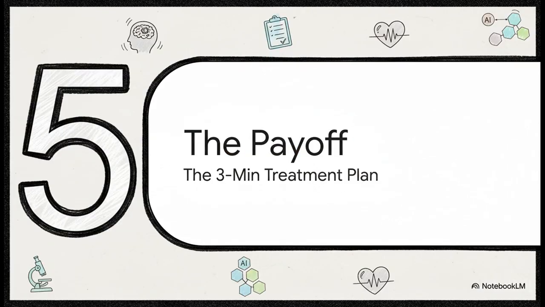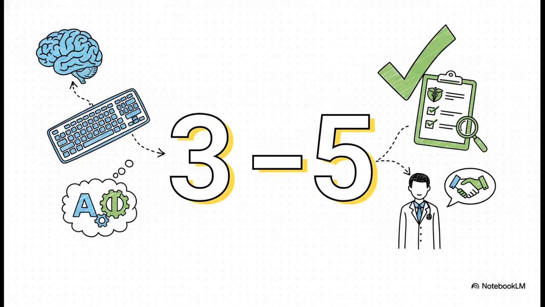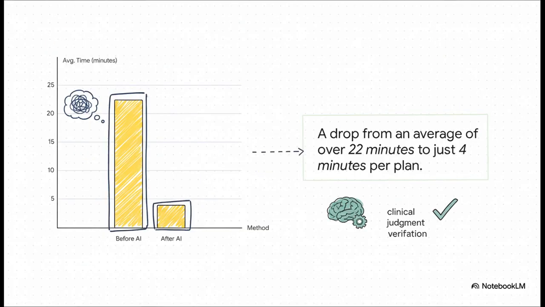So, when we put this powerful blueprint into practice and we layer on those essential safety checks, what's the actual result? Let's bring this all back home and look at the real payoff. Remember where we started? 15 to 30 minutes? This is the new reality: 3 to 5 minutes. That's what it takes to get a high-quality, evidence-based, patient-specific draft that's ready for your expert review and final sign-off. I mean, the numbers here really speak for themselves. We're talking about a drop from an average of over 22 minutes per plan down to just 4. That is a colossal gain in efficiency.